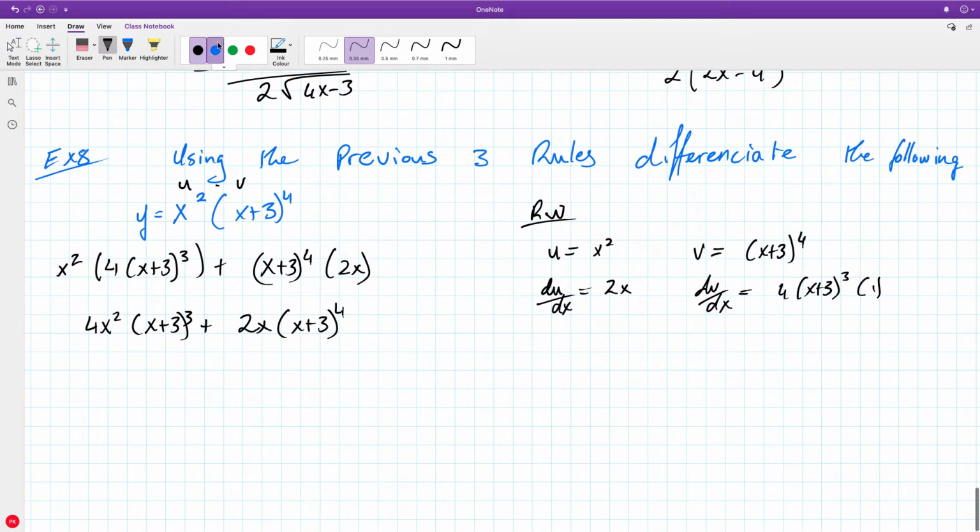Right, I'll go with this one. x by the square root of 1 plus x squared.